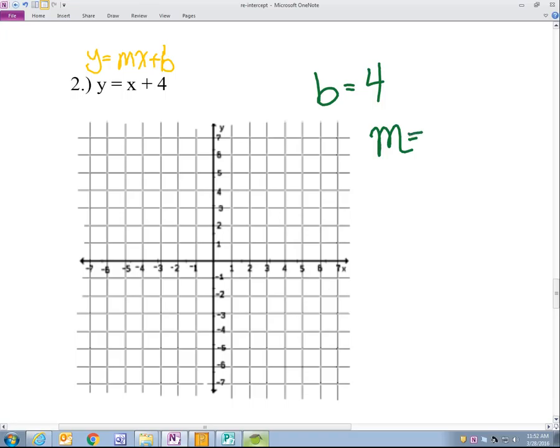And my slope, this one's not as obvious. My slope, let's get someone I haven't heard from today. Ms. Wyatt? 1. Yeah, it's 1. Good. It's 1 because keep in mind that 1 times x is just x. So now I have those 2 points. I have my slope-intercept, which is 4 as my y-intercept, and then it's a 1, which is just 1 over 1. So it's up 1 over 1, up 1 over 1, up 1 over 1.